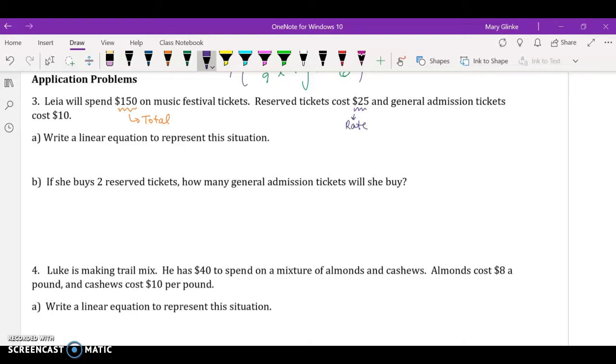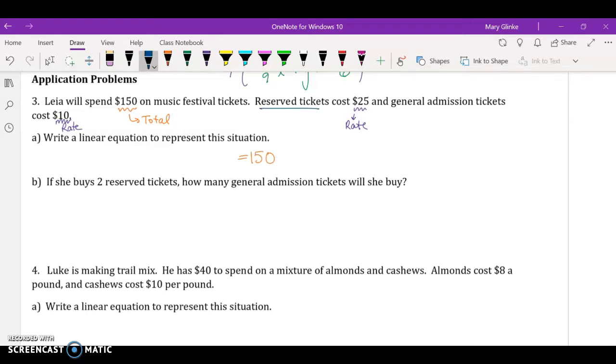But interestingly enough, you also have this general admission cost is $10 per ticket. This is another rate. So if we're trying to write it in a different form, slope-intercept form doesn't work because we don't have a y-intercept and we have two rates instead. So this is a perfect setup for standard form. So the 150 is the total.